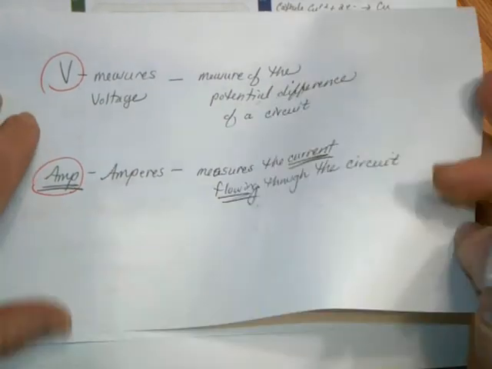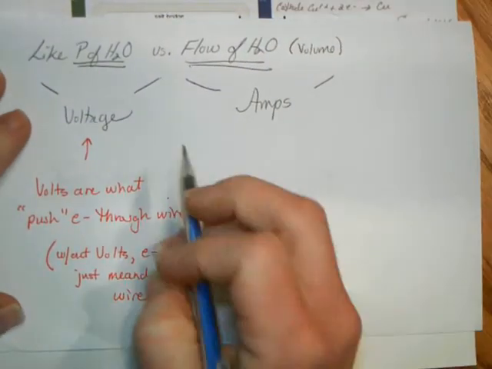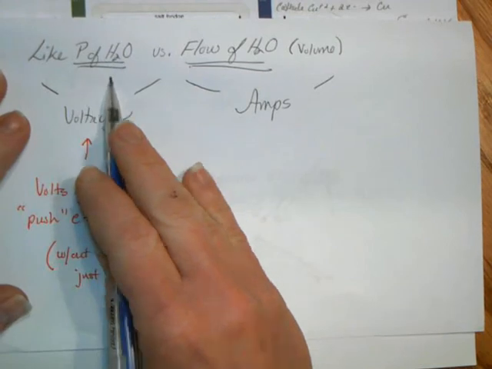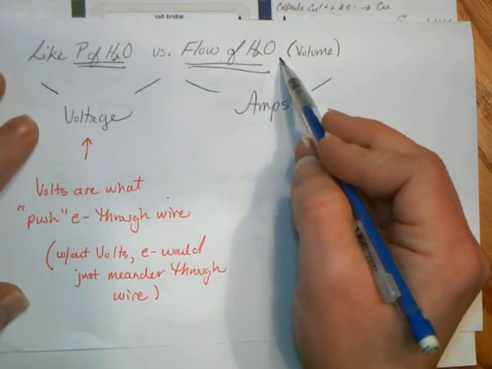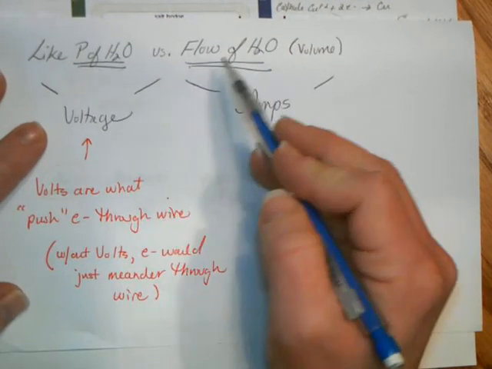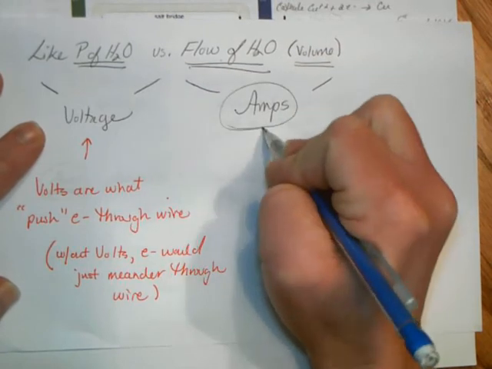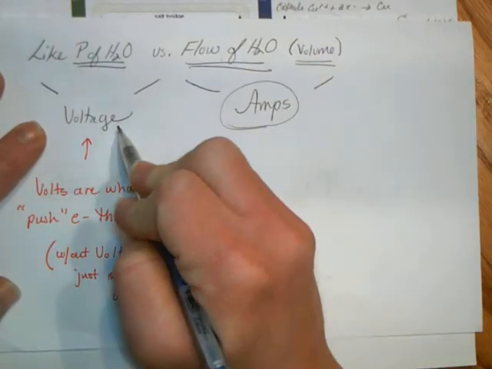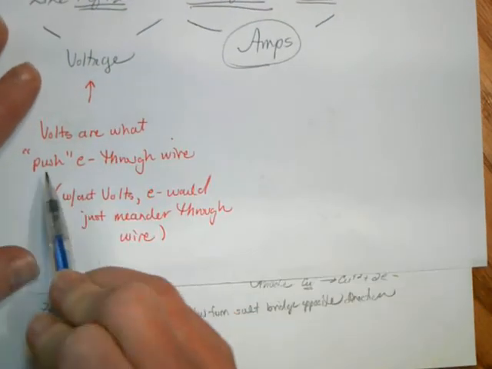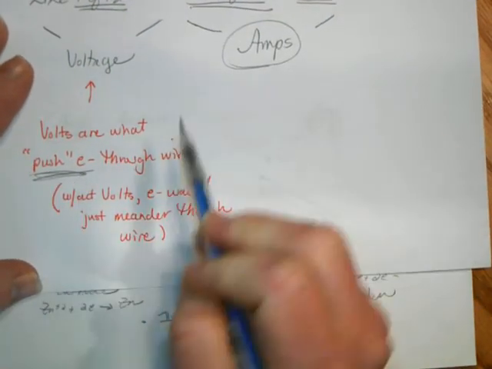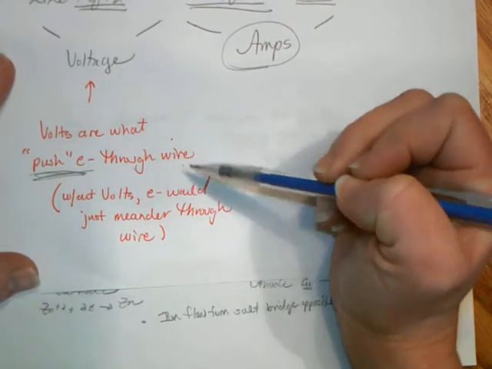I found a great, better explanation of the difference between voltage and amps. If we think of water and think of the pressure of the water versus the flow of the water. The flow of the water is due to the volume of water that's there. That's what amps are conveying. With the pressure of the water, that's what really reveals the push behind it. So volts are what push the electrons through the wire. If we didn't have a cell potential, the electrons would just be in their sea of electrons. It would just be meandering through the wire.